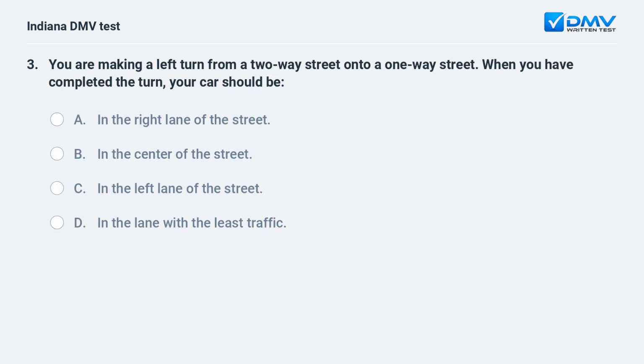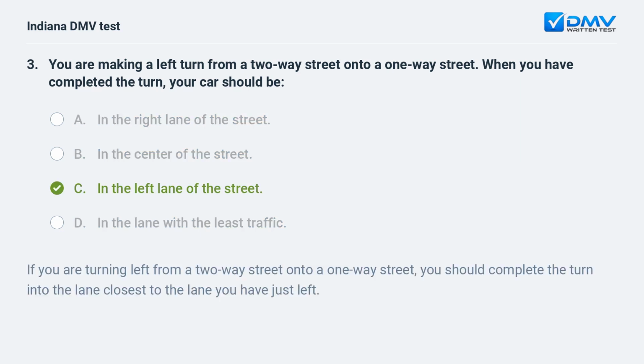You are making a left turn from a two-way street onto a one-way street. When you have completed the turn, your car should be A. In the right lane of the street. B. In the center of the street. C. In the left lane of the street. D. In the lane with the least traffic.